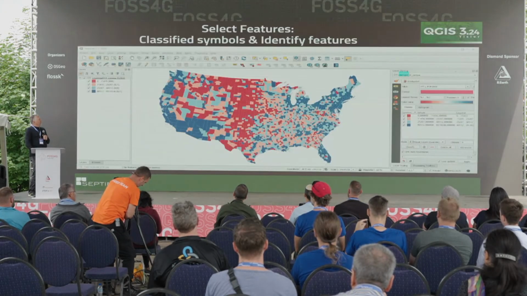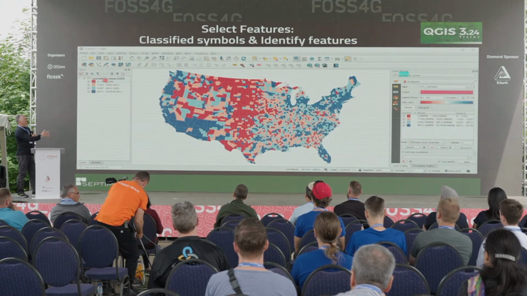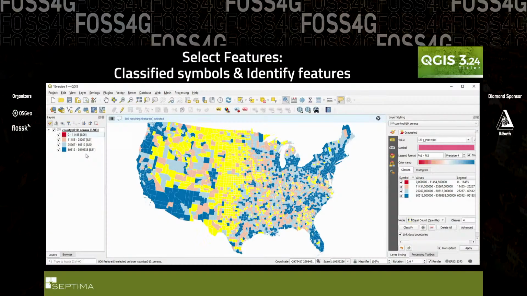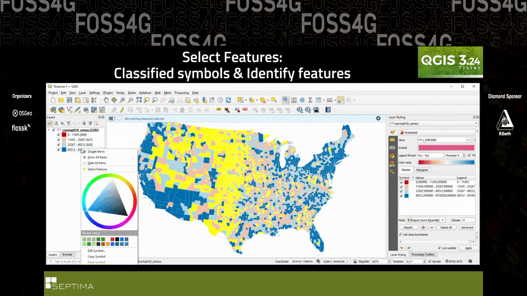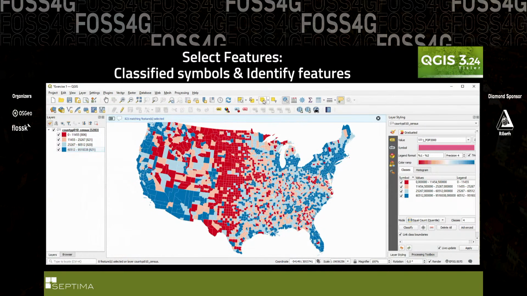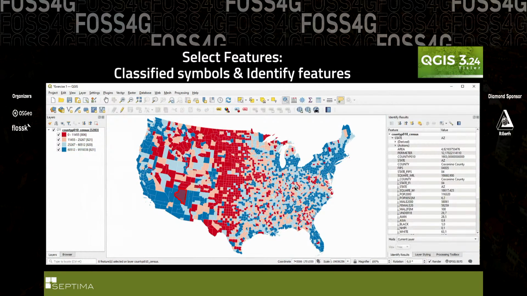With the user interface, if you have a graduated rendering, you can right-click on a class now and select the features in that class. So that's quite a nice feature. So any one you right-click on, you'll have that exposed. And you can also do the same with identify features. You're right-clicking on a value and identify features will select those values on the map. So nice little shortcut there.